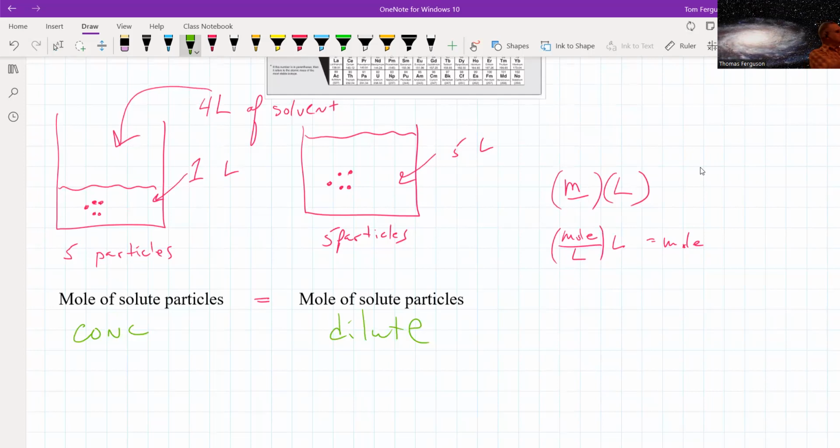So if we have 5 marbles and 1 liter water, we throw in 4 more liters of water to bring up to 5 liters, we still got 5 marbles in there. We haven't added any marbles. So that means the moles of marbles hasn't changed. The moles of marbles in the concentrated equal moles of marbles in the dilute. Now, how did we get from that last dry example, how do we get to moles if we know the concentration and we know the liters? How do we get there? Do we add, divide, multiply, subtract? What do we do?